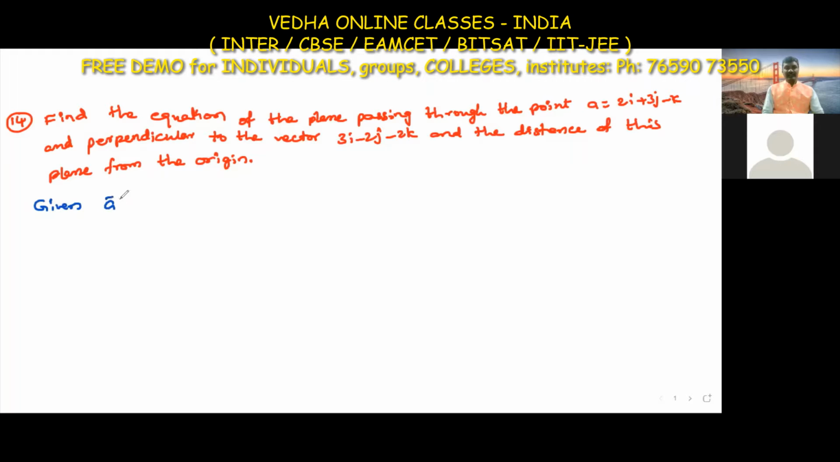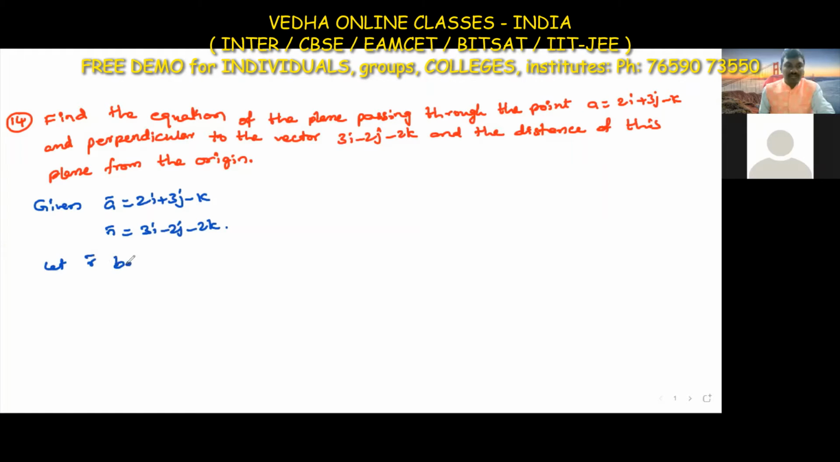Given that the A vector is 2i plus 3j minus k, and a perpendicular vector is given. The perpendicular vector I am taking as n, which is 3i minus 2j minus 2k. He is asking for the vector equation of the plane passing through the point A and perpendicular to another vector, and he is also asking for the distance from the origin.